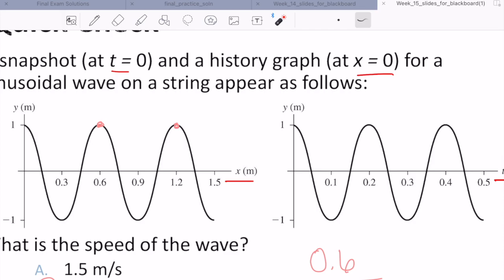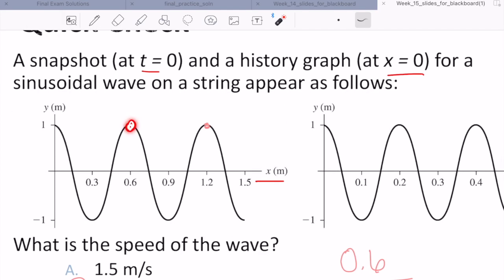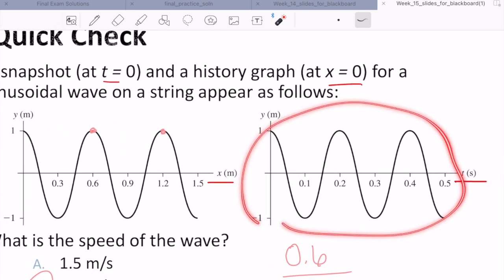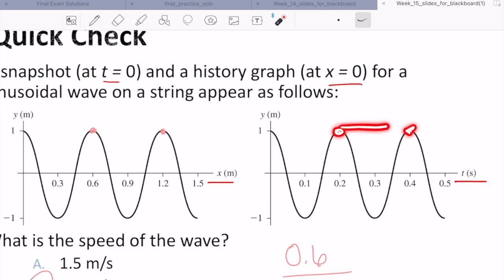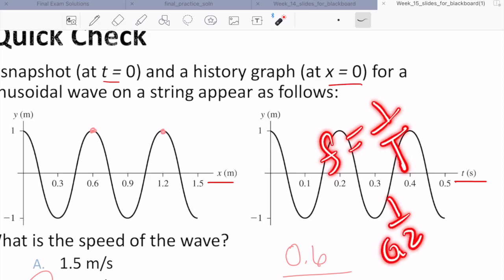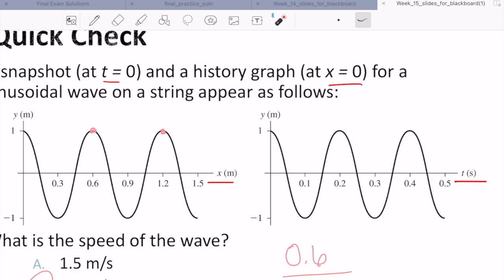If I have this snapshot here, if I go from 0.6 to 1.2, that's crest to crest, then I know that my wavelength is 0.6. Then if I look at my history graph, from 0.2 to 0.4, what is this? Your period. So that's 0.2 seconds is my period. For frequency, I know frequency is 1 over your period, so 1 over 0.2. That would give me the frequency.